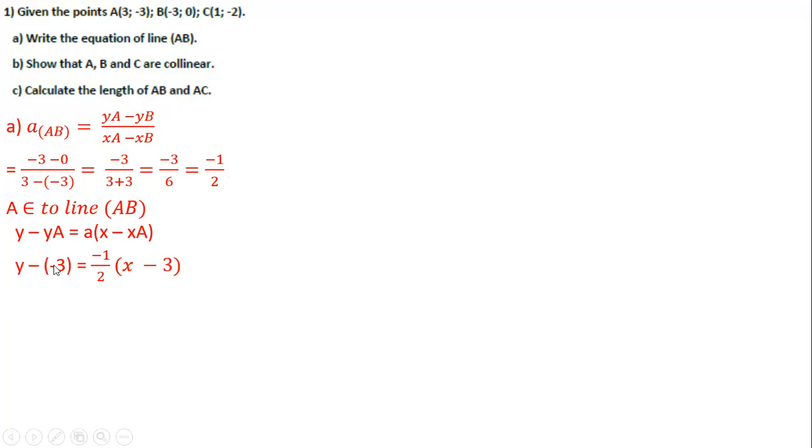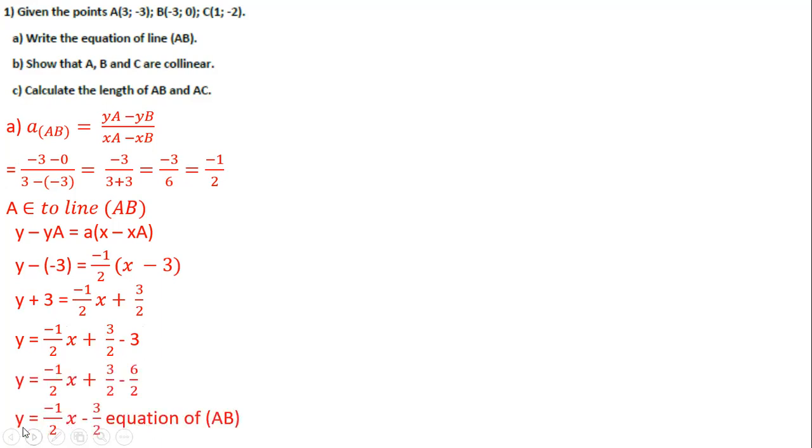Now negative times negative is positive, and we multiply -½ by everything between the parentheses, we get this equation. Now I move the -3 to the other side, so it becomes Y equals -½ X plus 3/2 minus 3. Now I calculate 3/2 and -3. I make them like fractions, so I get the equation of AB is Y equals -½ X minus 3/2.